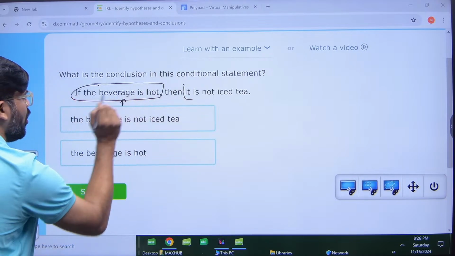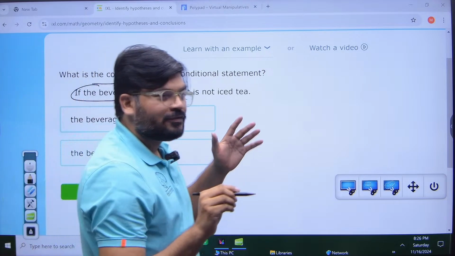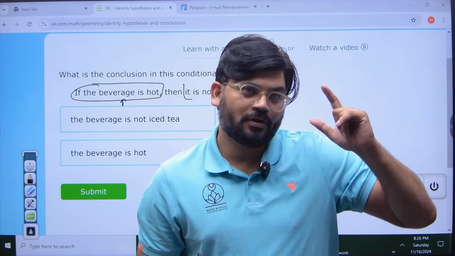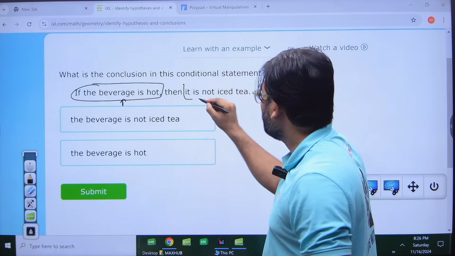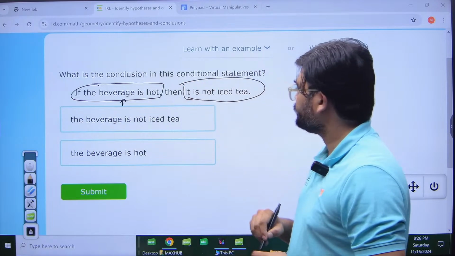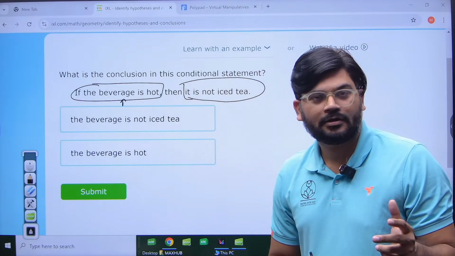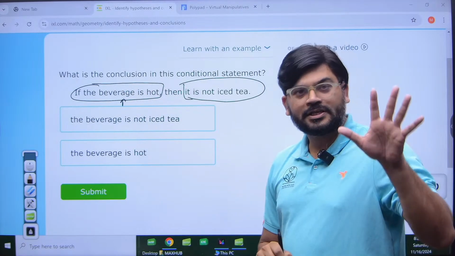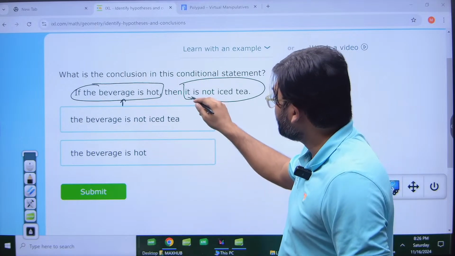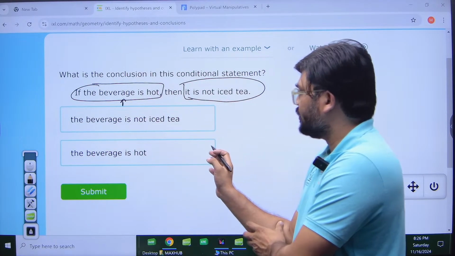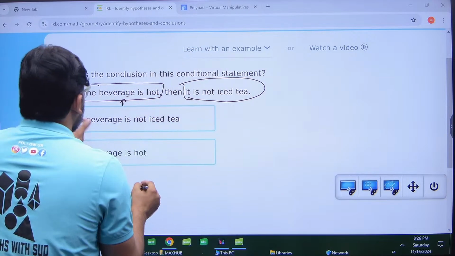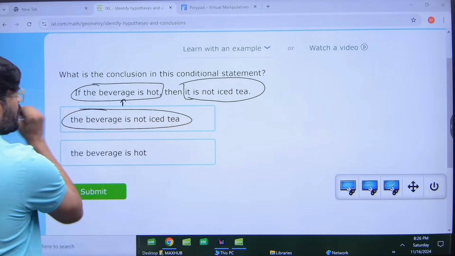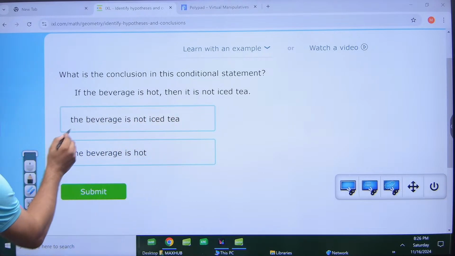If the beverage is hot, try to understand. If the beverage is hot is the condition. So with that condition, what is the conclusion? Then it is not iced tea. Are you getting it? Yes, sir. What is the condition? The condition is the beverage is hot, and the conclusion is it is not iced tea. So what is the conclusion? We say the beverage is not iced tea. This is the conclusion, right?